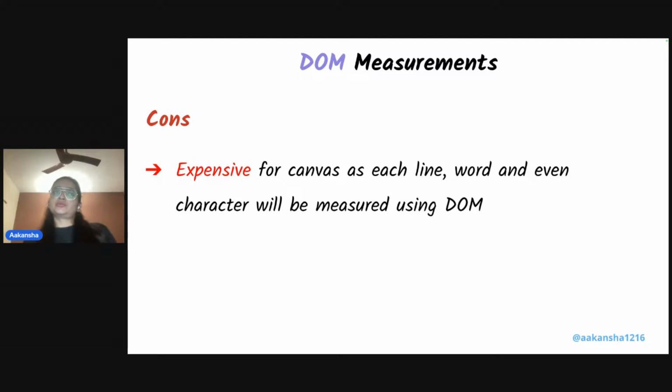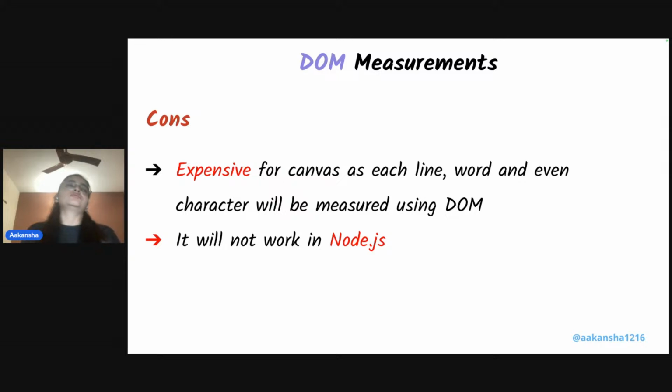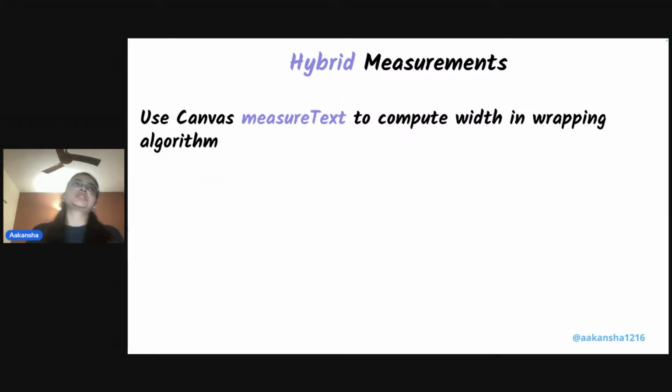Now, there are cons as well. This can turn out to be very expensive for Canvas because each line, each word, and each character has to go through the DOM measurements, and because you have to use the word wrap algorithm. And it will not work in Node.js if you want to render it on the server. So let's see if we are able to overcome these cons in the next set of approaches.